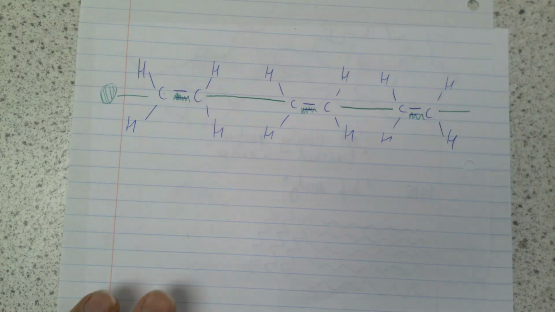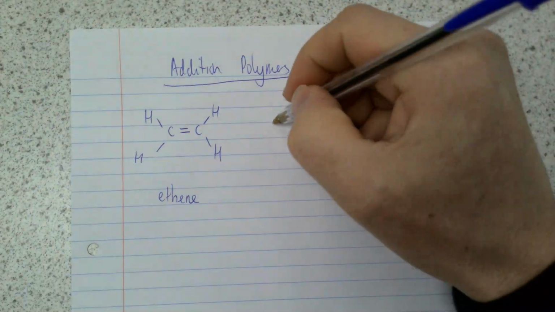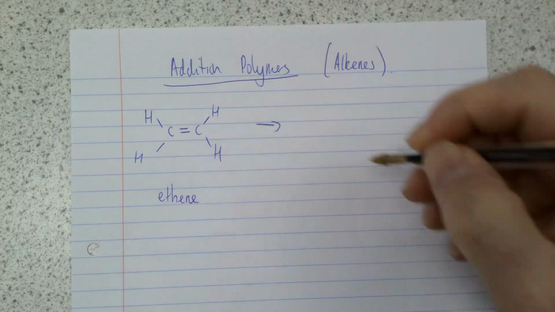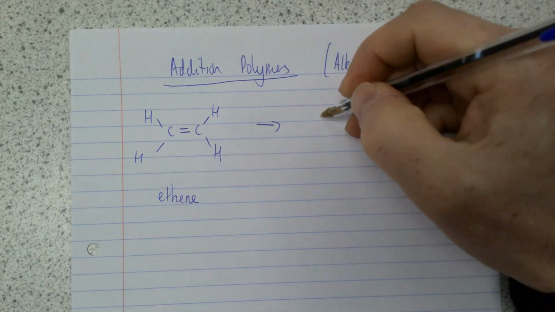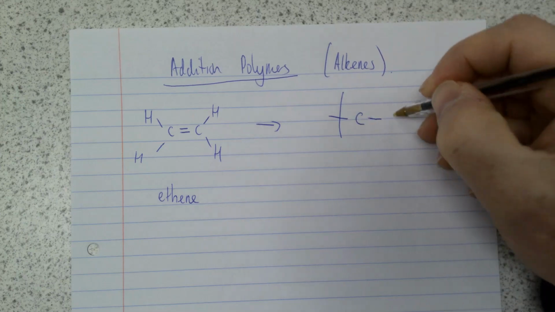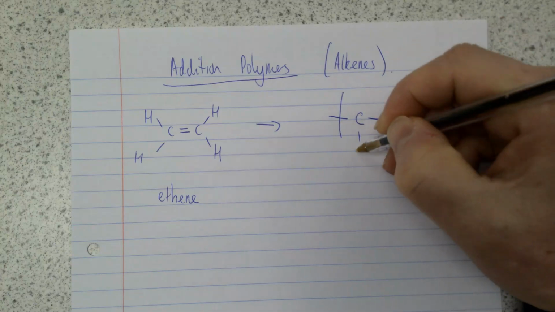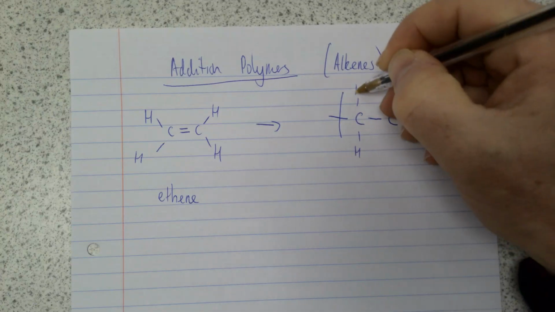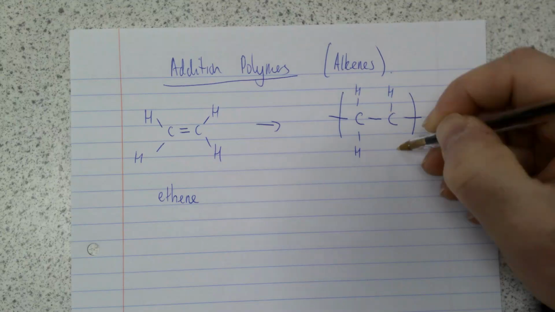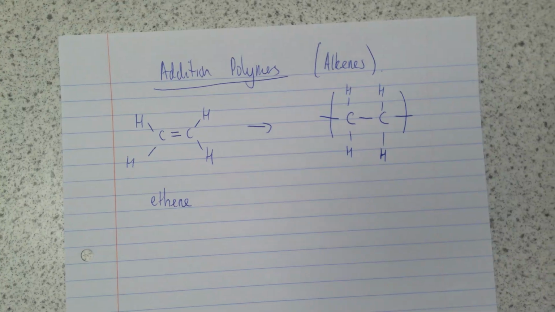Now, there are 2 ways of representing that. You can either represent it like this, which is my preferred way, but you need to know both. So what we do is we draw what's called the repeating unit. The thing that repeats again and again and again, hundreds and hundreds of times, is that unit there, which looks exactly the same as the thing on the left.